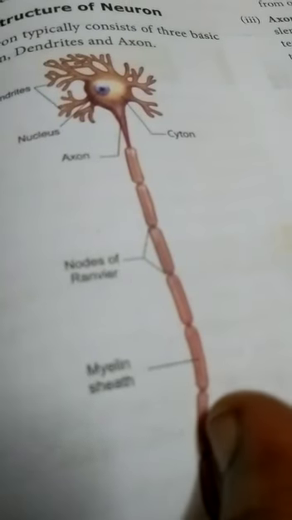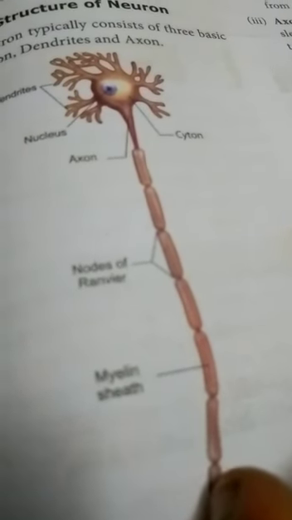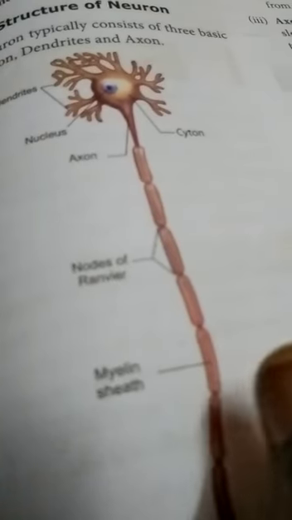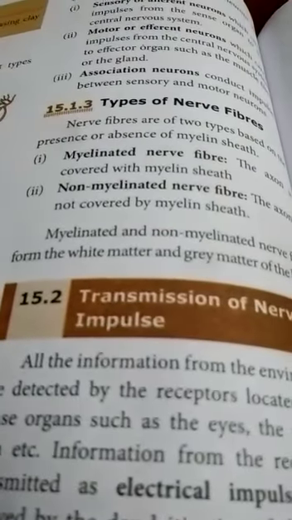Myelinated means it has a myelin sheath. Non-myelinated means it is not covered with a myelin sheath. When we studied the neuron, we saw the myelin sheath. A nerve fiber with the sheath present is called a myelinated nerve fiber. Absent means it is a non-myelinated nerve fiber.